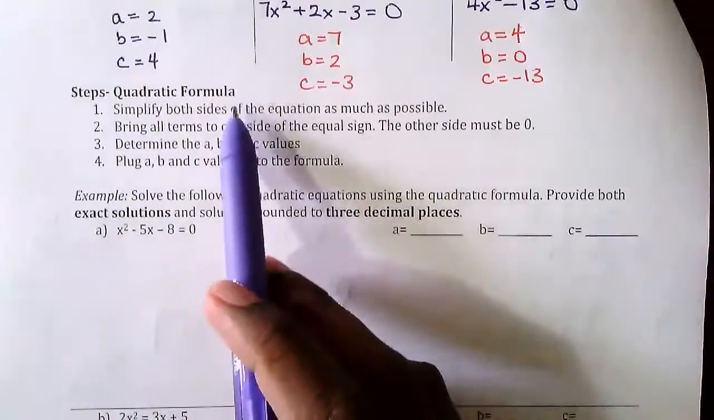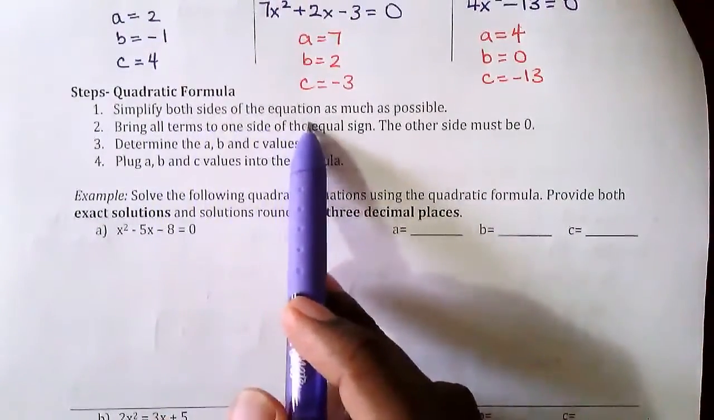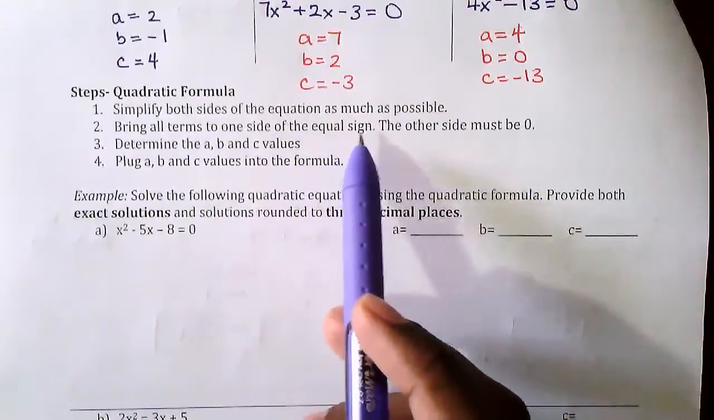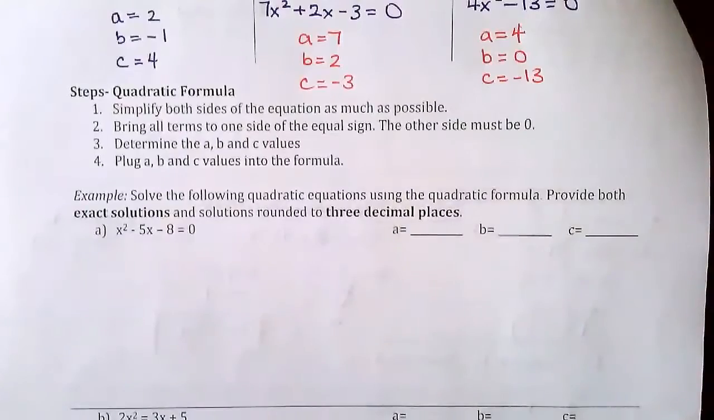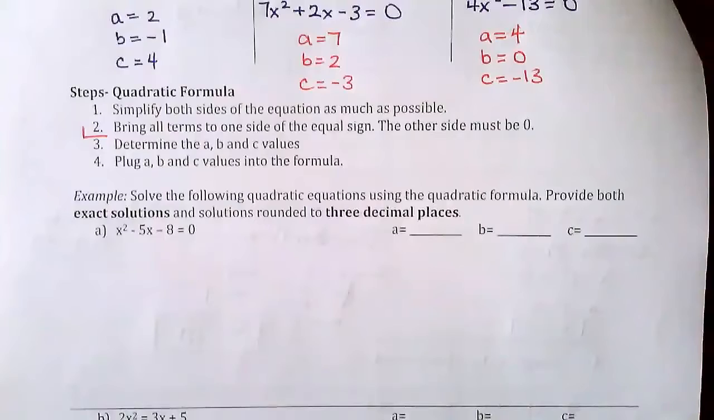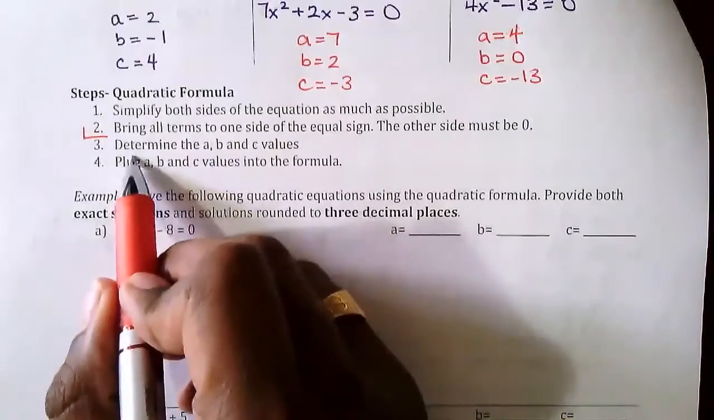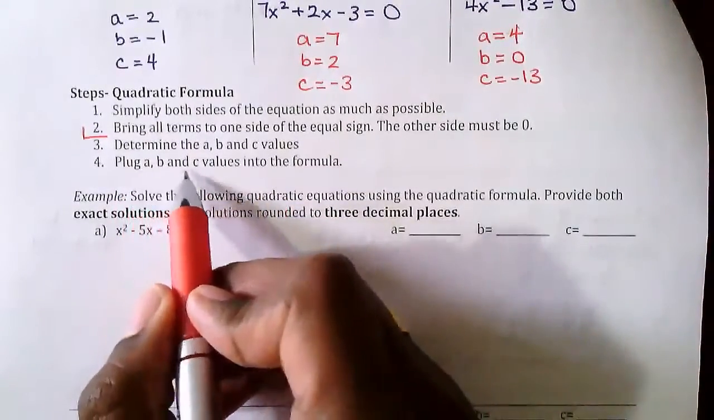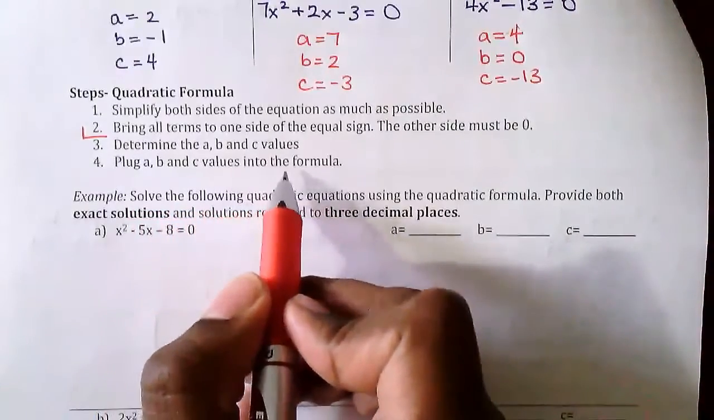So the steps for the quadratic formula: simplify both sides of the equation as much as possible. Bring all terms to one side of the equal sign. The other side must be 0. What you should notice is that these two steps are the exact same first two steps of solving quadratic equations using factoring. Then you try to factor. If it factors, great, use those steps. If it doesn't factor, then you need to determine the a, b, and c values, and plug them into the formula.